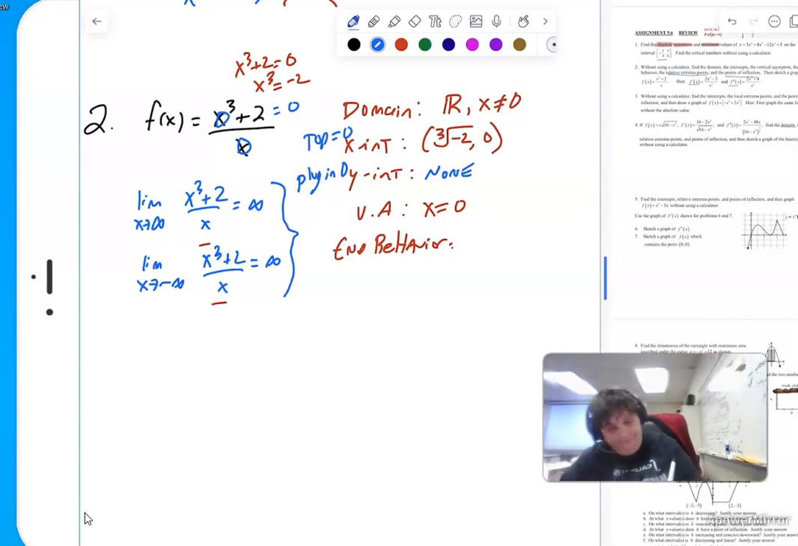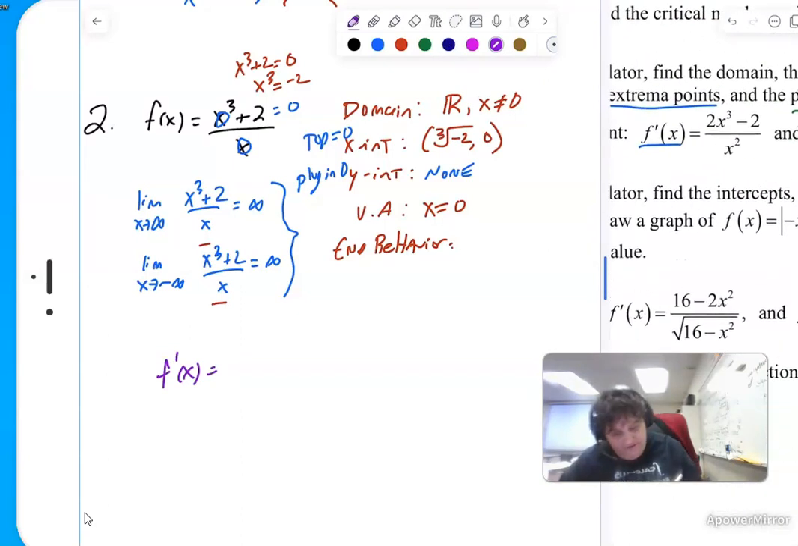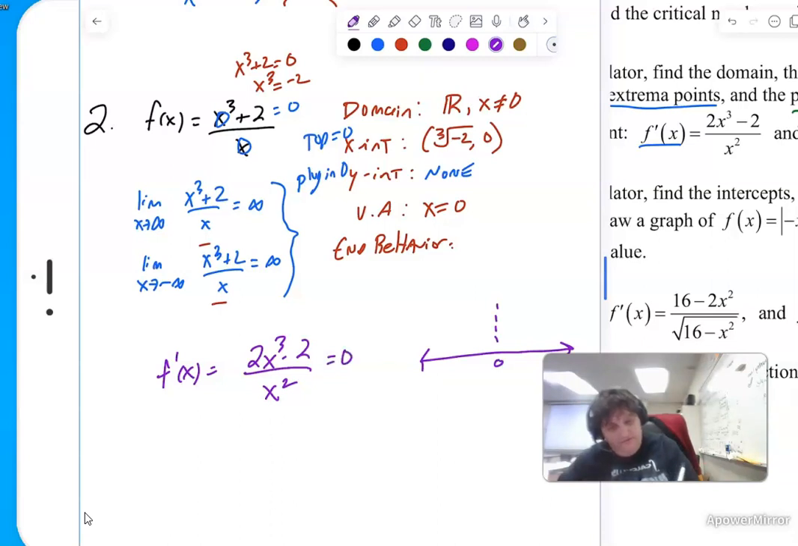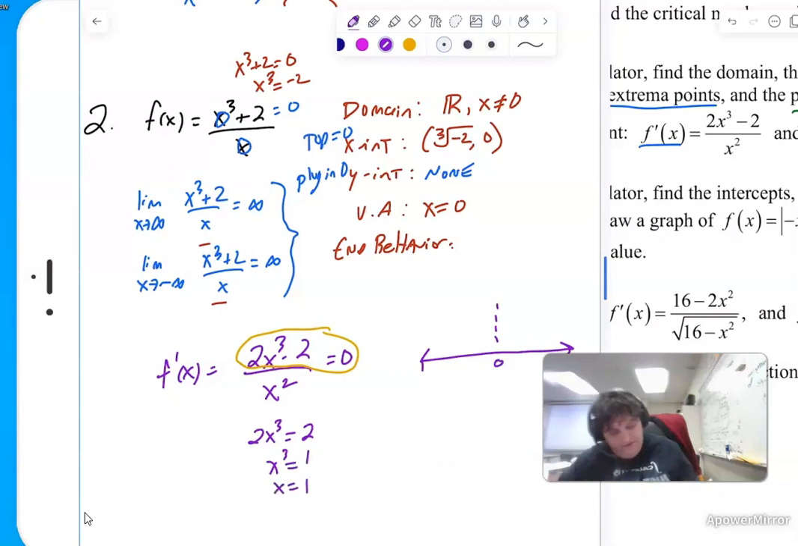Okay, cool. Let's go ahead and work with our first derivative now. Again, they already found it for us over here, so I'm just going to use that, 2x to the third minus 2 over x squared. Now on my sign line graph, that asymptote at 0 is going to continue through the whole problem. And in order to find my critical points, I need to set this equal to 0, but more or less that's just the same as setting the top equal to 0. And so I end up getting 2x to the third equals 2. X to the third is 1. X is 1. All right.